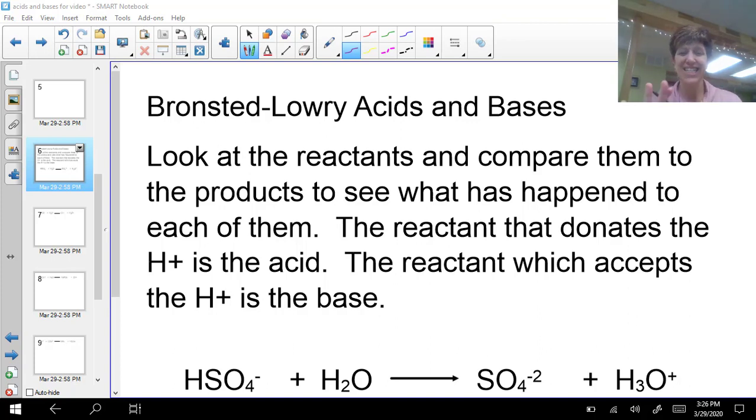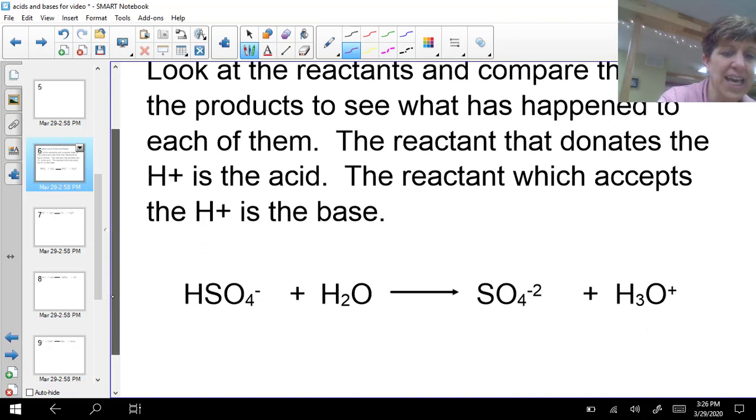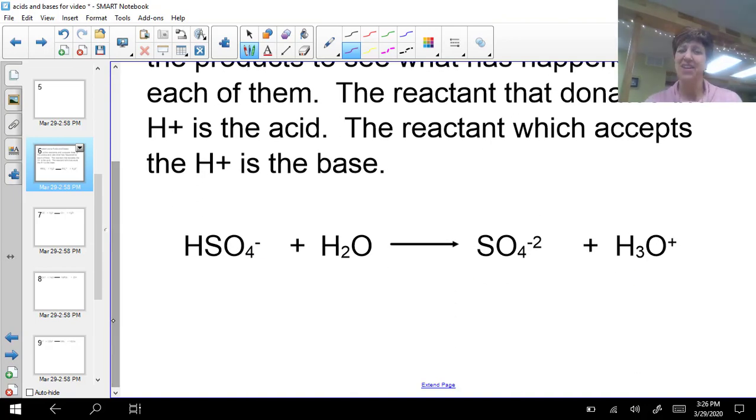So here's my little definition and how you do it. You have to look at the reactants and compare them to the products, to see what's changing between them. The reactant that gives away an H plus is an H plus donor, so that's your acid. The one that accepts it is going to be your base. So let's do it together and see if you understand what I mean.